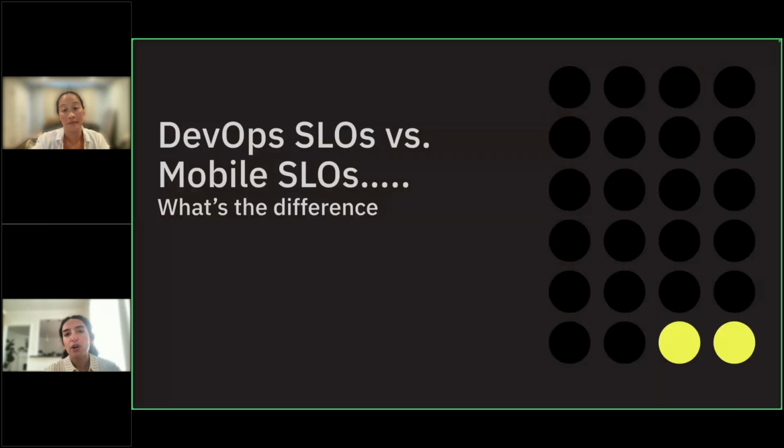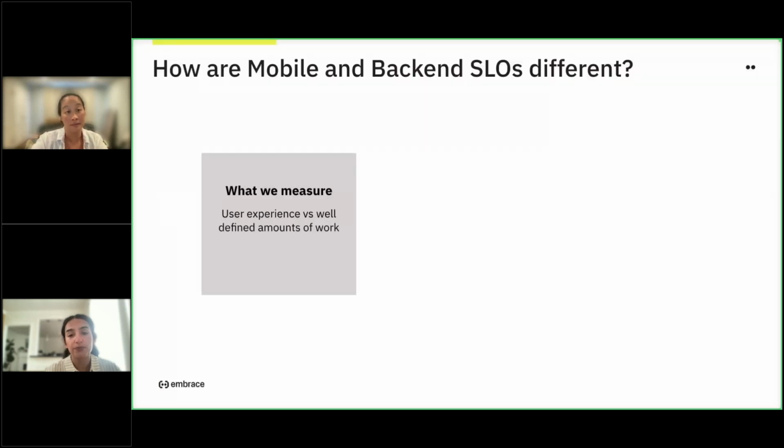Yep. So let's talk a little bit more concretely now about SLOs and really what are the key differences when you're trying to build SLOs for DevOps versus when you're trying to build SLOs specifically for mobile. So backend and mobile are inherently very different in a couple of different ways, and this should really be reflected in how we create SLOs for mobile.